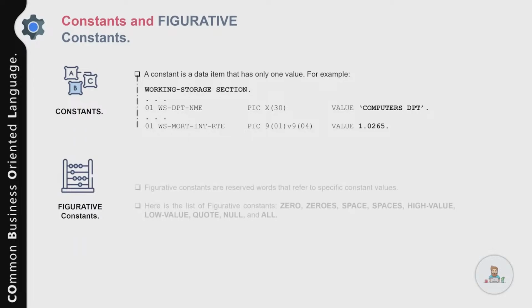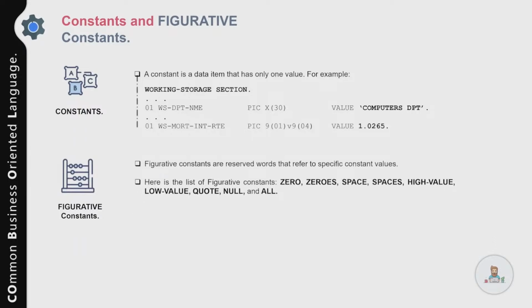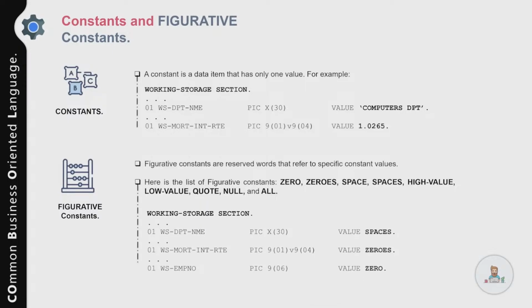Now let's move on to our next category, that is figurative constant. By definition, figurative constants are reserved words that name and refer to specific constant values. Here's a list of figurative constants that you can use in your COBOL program while writing your business logic. The first one is ZERO, then you have ZEROS, which is a different variant of zero. Thereafter you have SPACE, SPACES, HIGH-VALUE, LOW-VALUE, QUOTES, NULL, and ALL. There are a couple of more variants of these existing figurative constants.